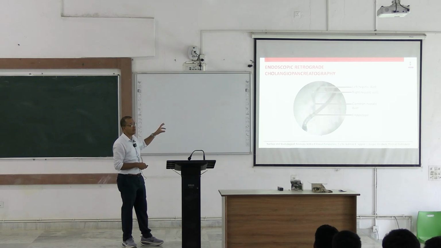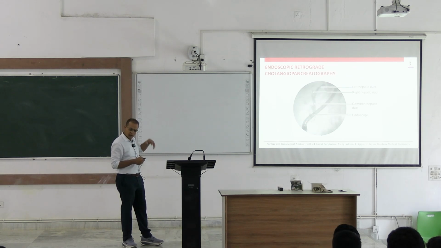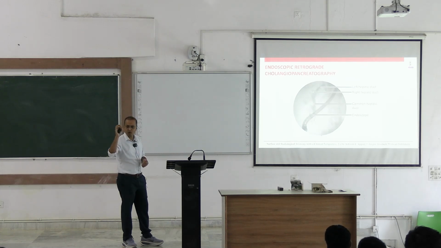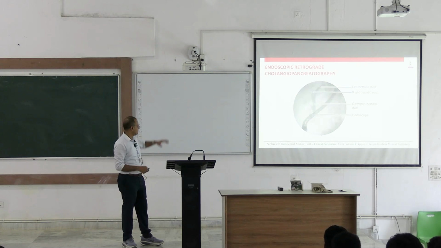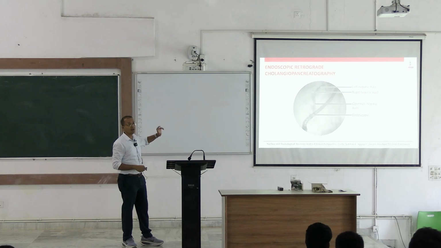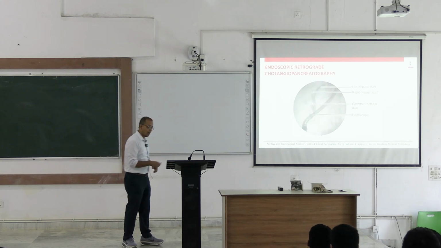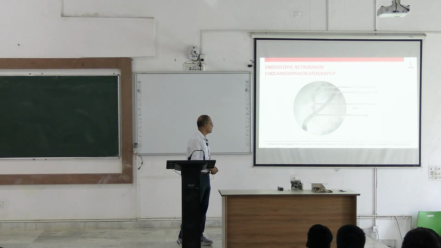We can take a picture of this. We can see a stone if it is there and take a picture of that. We can see any kind of narrowing, which we call a stricture. If there are any stones or any mass present, we can see it clearly. So this is direct visualization through endoscope cameras with a light source. This is an advanced variety of endoscopy.